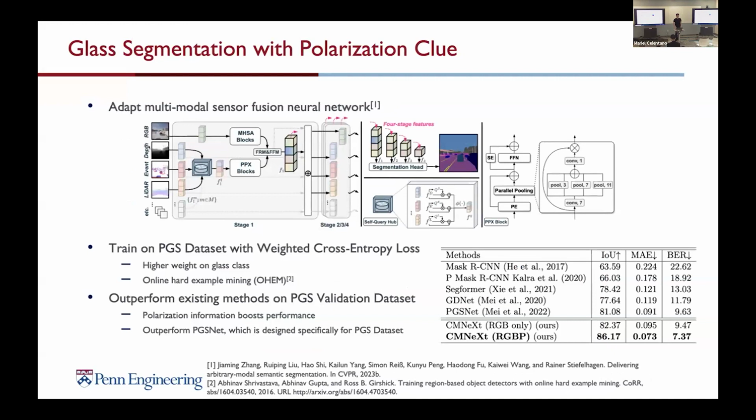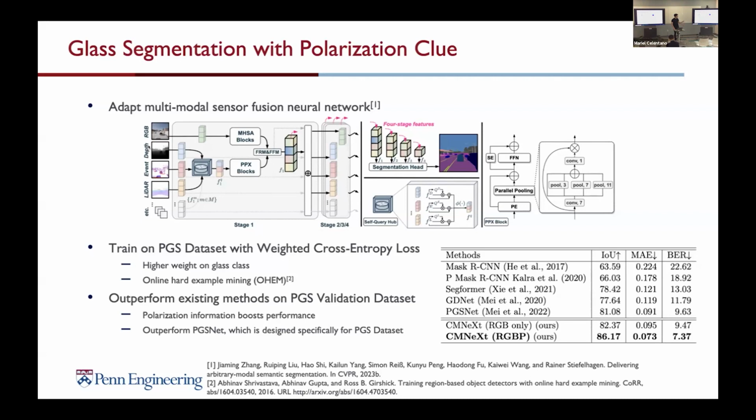With the dataset, we now adapt a multimodal sensor fusion neural network called CMNeXt. It is a transformer-based network. Basically, it takes in RGB images and any other kind of sensor inputs, for example, depth or event cameras. But in our case, the extra input is the angle and degree of linear polarization. The network will fuse the information coming from the RGB channel and the extra sensing modality channels together in the middle of the network using cross-attention mechanisms. But we'll skip the details here because it is not the major contribution of ours.